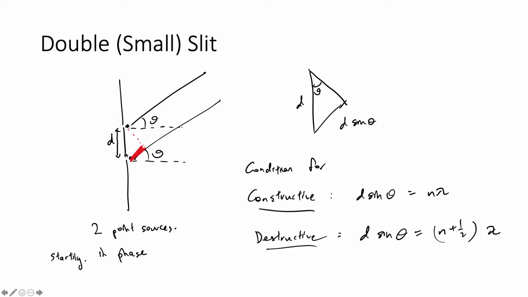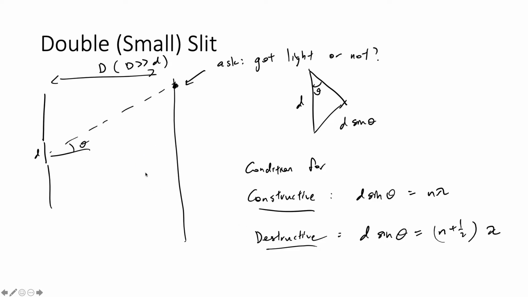If you do the maths on it, you'll see that this is a triangle and the path difference is d sine theta. If it's a multiple of the wavelength, then there's constructive interference, and if it's a half-integer multiple of a wavelength, then it's destructive.